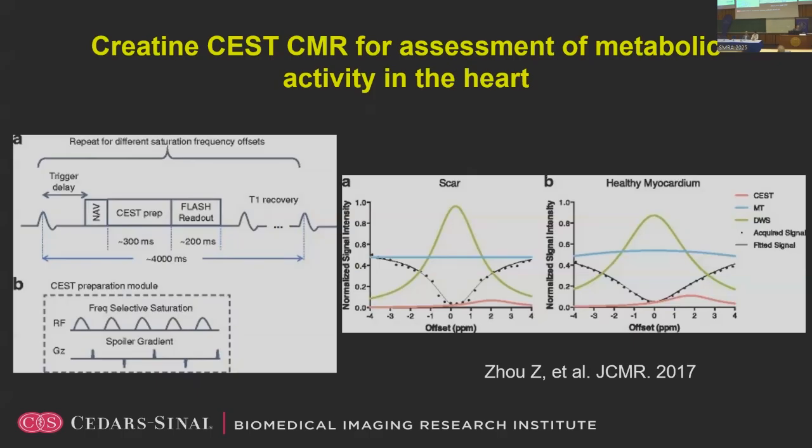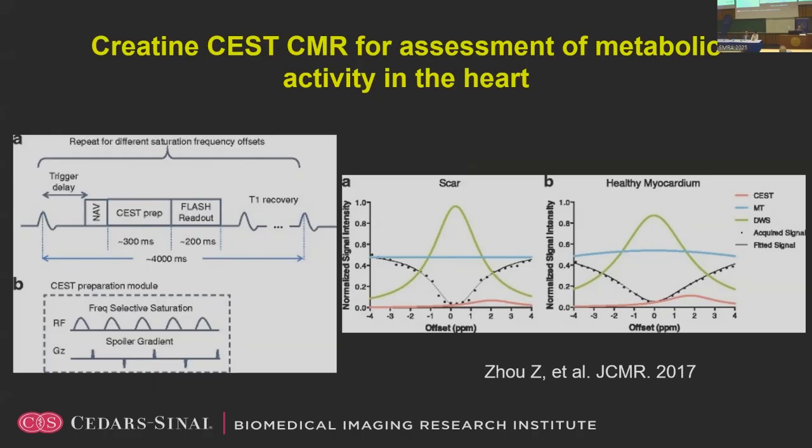So CEST imaging is very challenging. As I mentioned, there are many offset frequencies. In this case, we do 55 offset frequencies in order to calculate this CEST signal. So the time is very long, and in the heart, even longer. Some earlier work used segmented acquisition, which can take up to 1 hour, or more than 1 hour, to do cardiac CEST imaging.